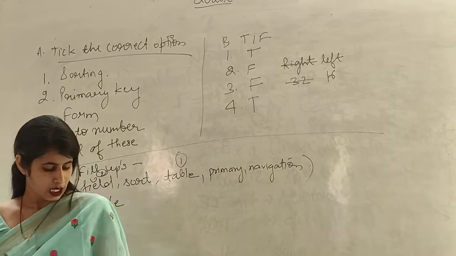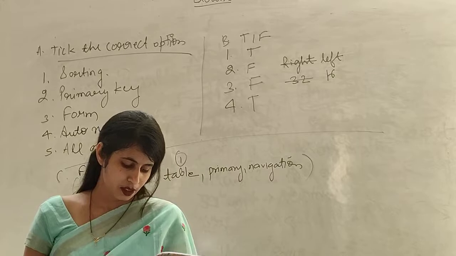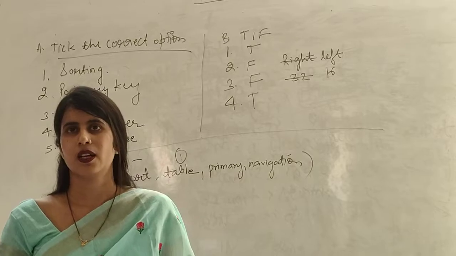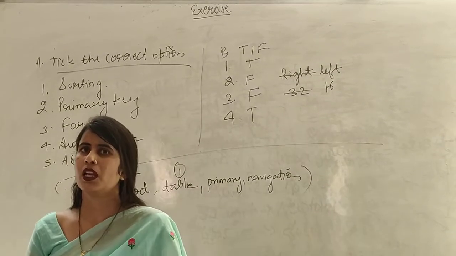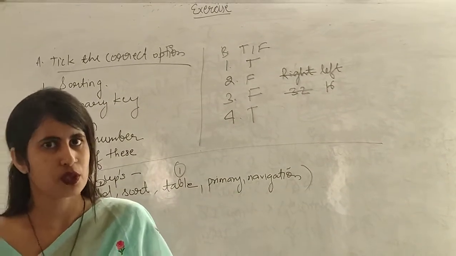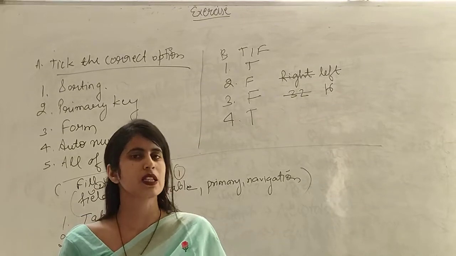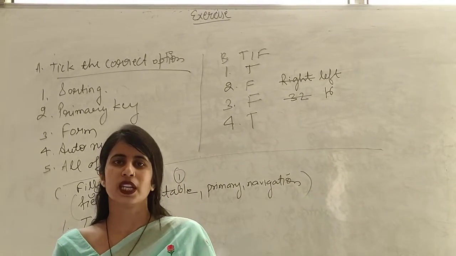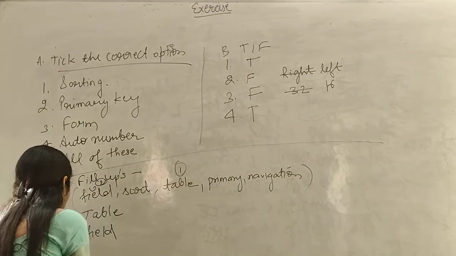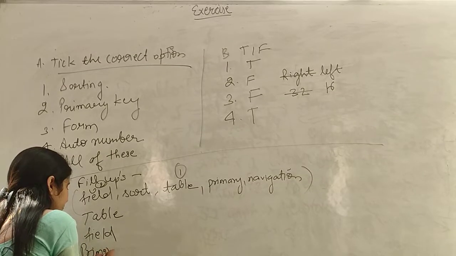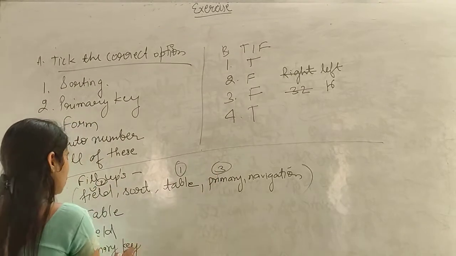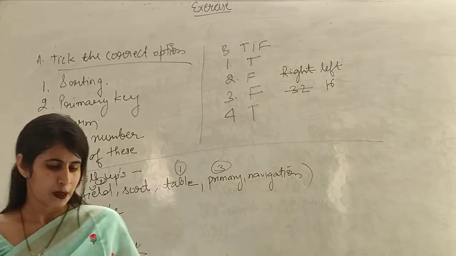Now third question is: the blank key is defined in order to show the uniqueness of the data. It is asking that in a table, if we are going to find the uniqueness of the data, which key we will use? The answer will be primary key, because a primary key is used to uniquely identify the records in a table. Key is already present there, so you will write only primary key.